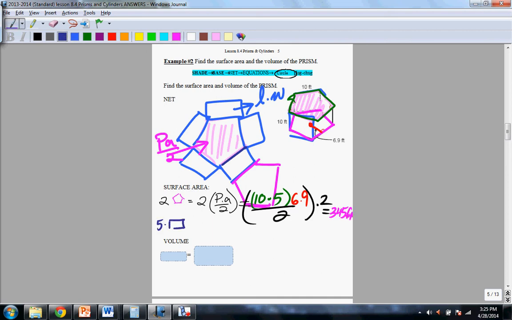And then I have 5 times my rectangles. So I have 5. My length and my width is 10 times 10, which is 100. So it's 500. So I simply add those 2 together, and I'm going to get, for my surface area, 845 feet squared.